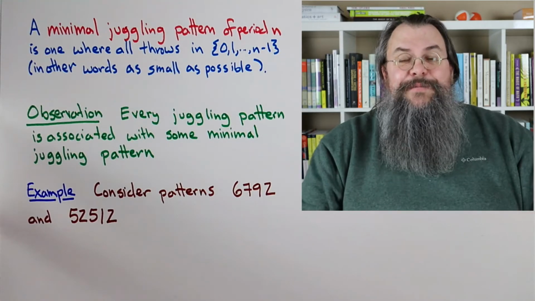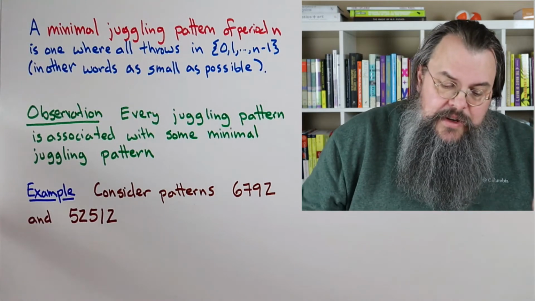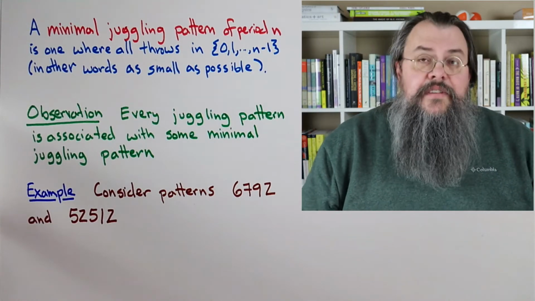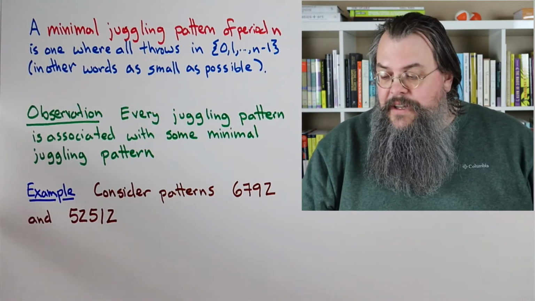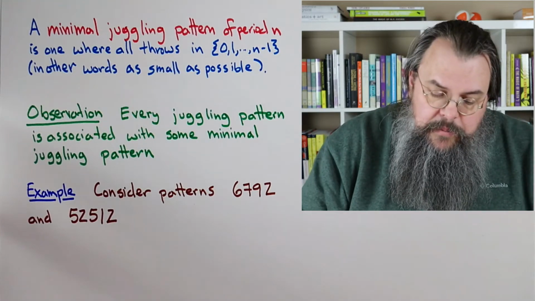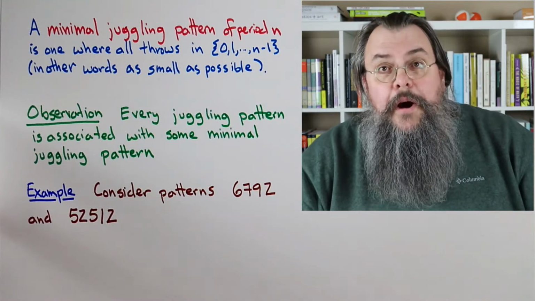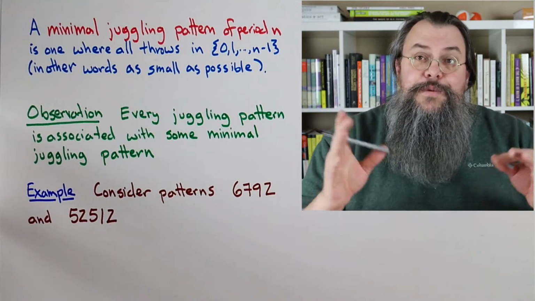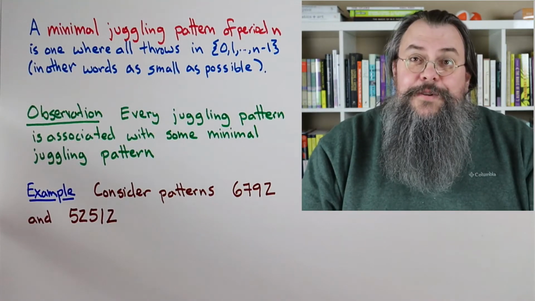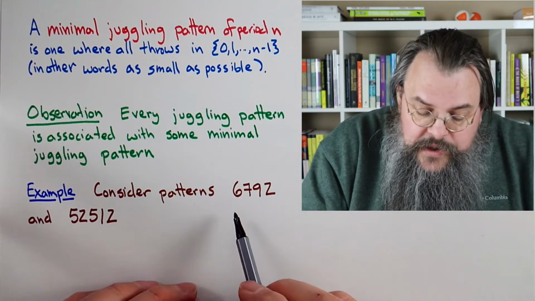Let's see this with some examples. So here we have some patterns: 6, 7, 9, 2. Let's start with that one. All right, well, that's a pretty nice pattern. It's hard to juggle, but of course the computers can juggle it, so no problem if you really want to see it. Now, what's our period?